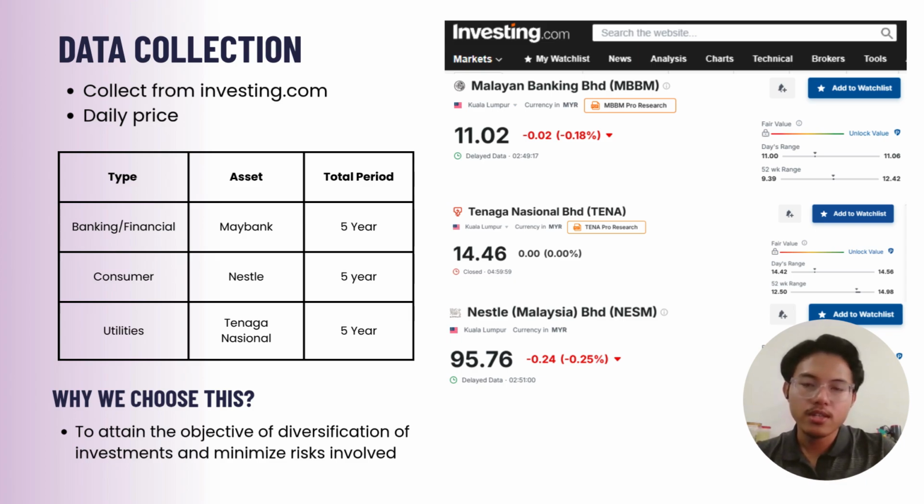We collected this data from investing.com, and the total period we are using is 5 years. We chose these assets because we want to reduce unsystematic risk, and also create a more balanced portfolio such that we can gain a better risk-return for the portfolio.